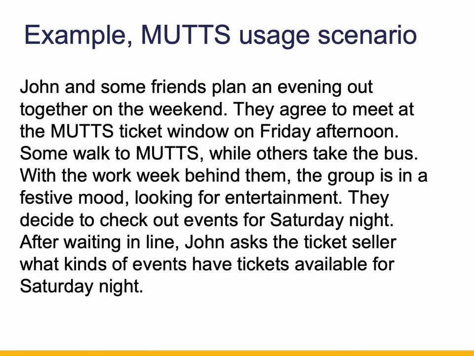This is an example usage scenario from the project described in the book, the transit service. John and some friends plan an evening together out on a weekend. So initially we see the time frame, the weekend. They agree to meet at the ticket window on Friday afternoon. Further, more time expanse descriptors. Some walk to the transit, others take the bus. Well, with the work week behind them, everybody's happy, looking for entertainment. They check out the events for Saturday night. After waiting in line, John asks the ticket seller what kinds of events have tickets available for Saturday night.